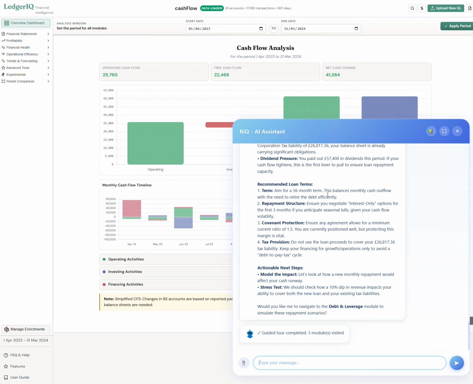Aim for a 36-month loan term. Repayment structure: ensure you negotiate interest-only options for the first 3 months if you anticipate seasonal lulls, given our cash flow volatility. Covenant protection: ensure any agreement allows for a minimum current ratio of 1.5. And then tax provision: do not use the loan proceeds to cover your £26,817.36 tax liability, that's our corporation tax liability. Keep your financing for growth and operations only to avoid a debt to pay tax cycle. Cool. And then it gives us actionable next steps as well.